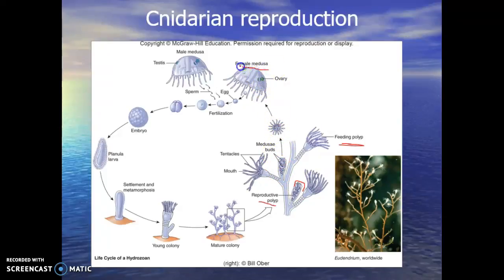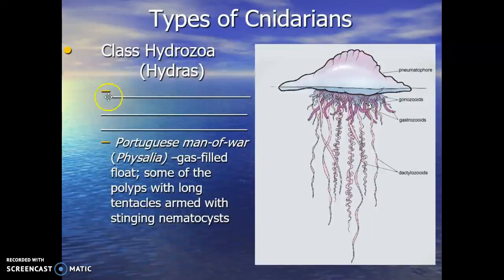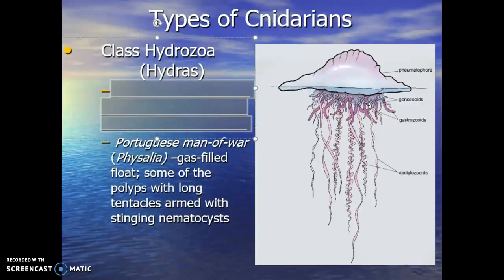Again, some medusa are going to be female, other medusa are male. Sperm and egg, fertilization, development into the larva, and then that larva settles down, grows back into a new polyp, and you just keep circling. Okay, so that's what we're looking at with cnidarians for reproduction and the reproductive features. Now, types of cnidarians. First class we want to talk about are these cnidarians known as the hydras or hydrozoas.